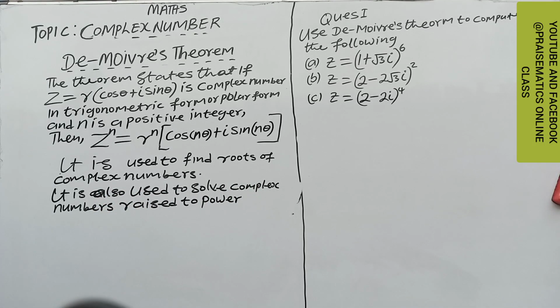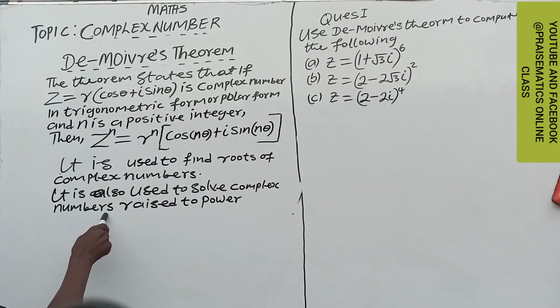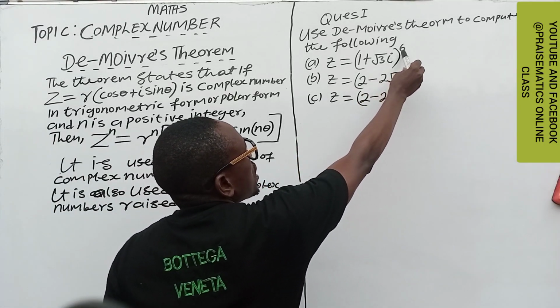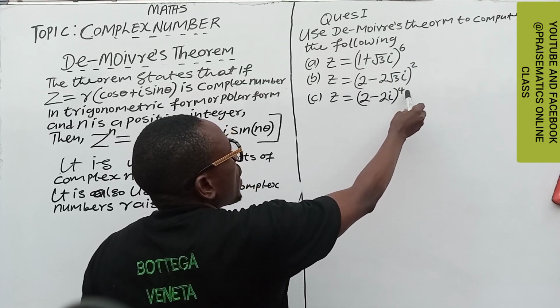The De Moivre theorem is used to find the roots of a complex number. It is also used to solve complex numbers raised to a power. So anything raised to a power, like the question on the board. This is a complex number, but it's raised to a power.